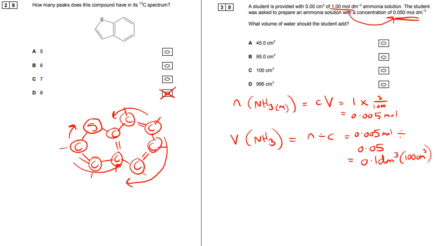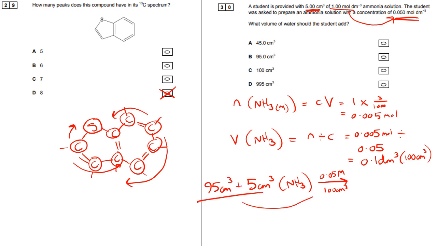What's the original volume? We've got 5 centimeters cubed of NH3 to begin with. We want to get the new concentration of 0.05, so we need a total volume of 100 centimeters cubed. Therefore we need to add 95 centimeters cubed to the original 5 centimeters cubed. So we need 95 centimeters cubed to be added to give us that concentration. Answer B is correct.